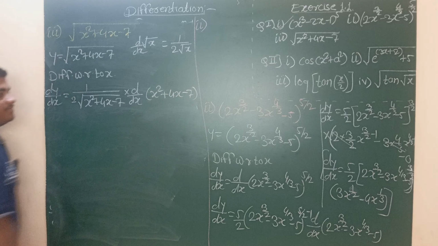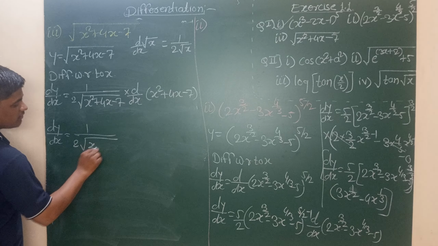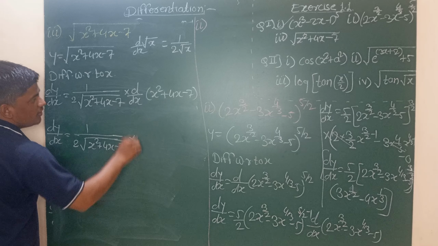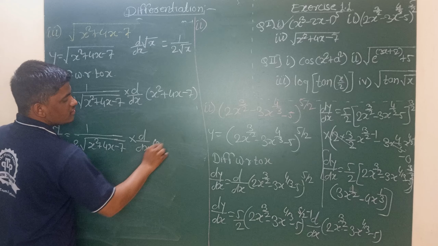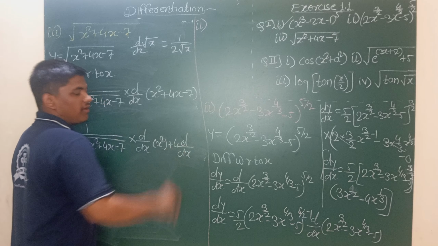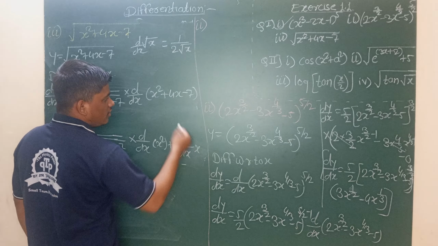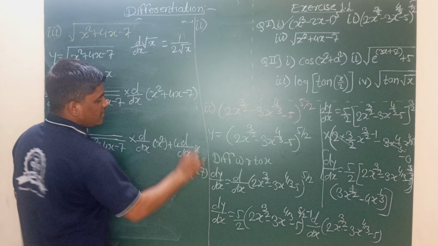Then we know that dy by dx is equal to 1 upon 2 into root of x square plus 4x minus 7, into the differentiation of the function, that is d by dx of x square plus 4, taking common because it is a constant multiplied with the function, that is d by dx of x. We know that the differentiation of a constant must be 0.